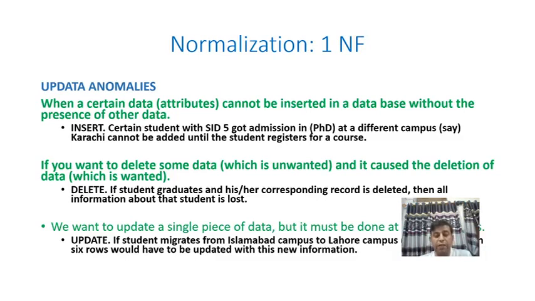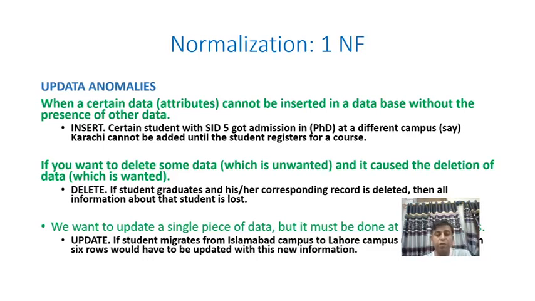Then there is another anomaly, the delete anomaly, and it is defined as follows: if you want to delete some unwanted data, it causes the deletion of data which is wanted. For example, if we want to delete some unnecessary data, but this deletion of unnecessary data causes the deletion of essential data, then this type of anomaly is known as the delete anomaly.